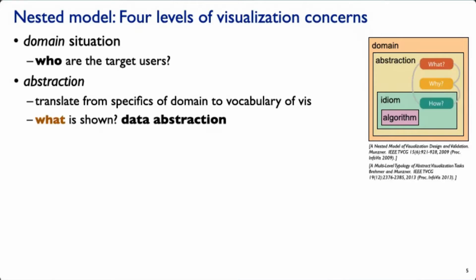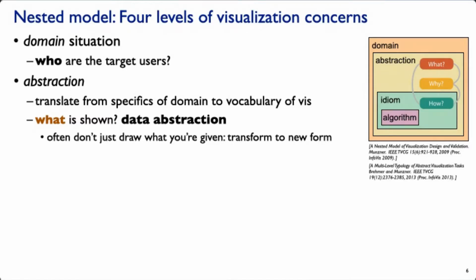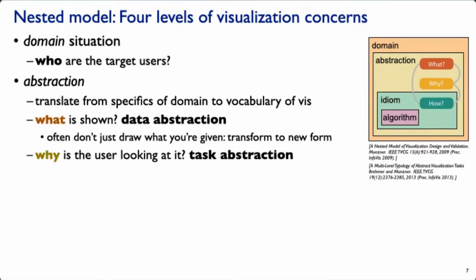Now, at the abstraction level, we're typically interested in 2 things. What is being shown? I'll call that the data abstraction. And what's interesting and tricky, as we'll talk about quite a bit in this talk, is that you don't necessarily get to just take the data set you're given and draw that. You often have to do some sort of transformation into a new form, and that's one of the really tricky things about this abstraction level of design. And then also we're interested in why is the user looking at it, and I'll call that the task abstraction. So we care about data and task, and we want to think about those in a way that transcends particular domains because we've mapped to this abstract vocabulary.